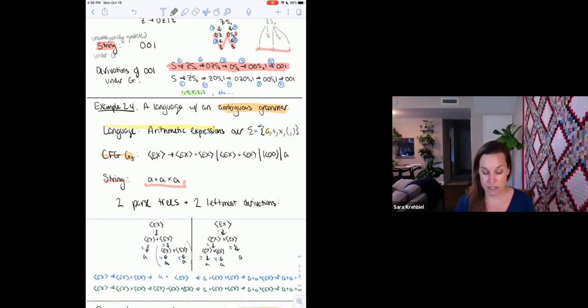And so if we expand this out, we see that we get a leftmost derivation that has to substitute out this left expression for an A before it can even start to expand the right expression into the multiplication. That's sort of the sub-expression.